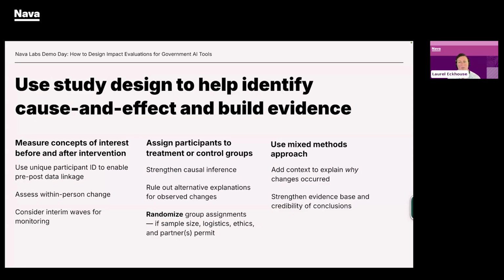And it's also really useful to use a mixed methods approach, even when you're focusing on quantitative data. It helps you add context to explain why changes occurred. It helps to strengthen the evidence base and the credibility of conclusions. But you might be thinking, what if we have a really, really small group, right? What if these quantitative approaches really aren't feasible? And for that, I'm going to pass you to Michael.